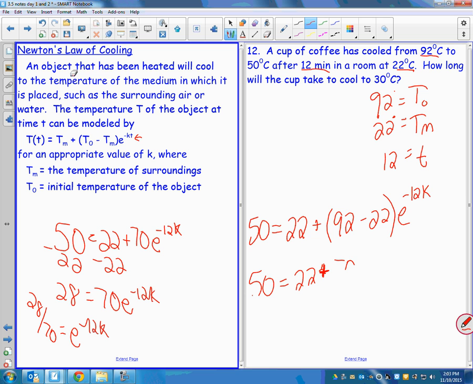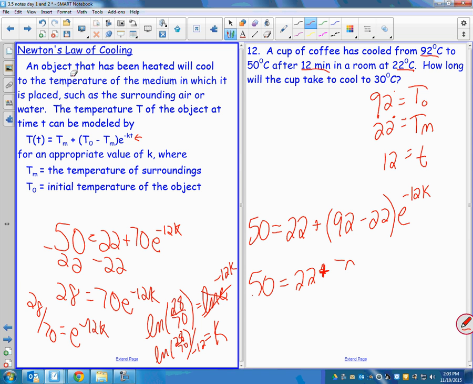So I could say the ln of 28 over 70 equals the ln of e to the negative 12k. Ln of e is just 1. So k equals the ln of 28 divided by 70, all divided by negative 12. K is usually a terrible, terrible decimal.